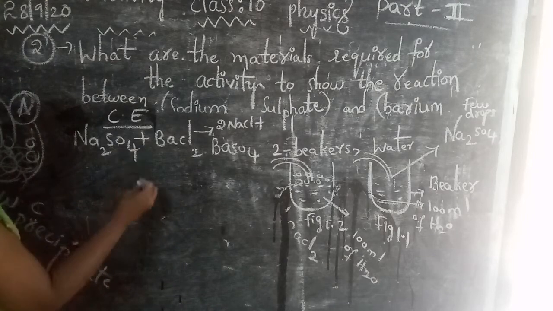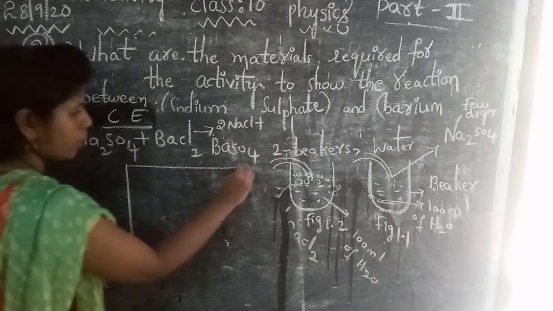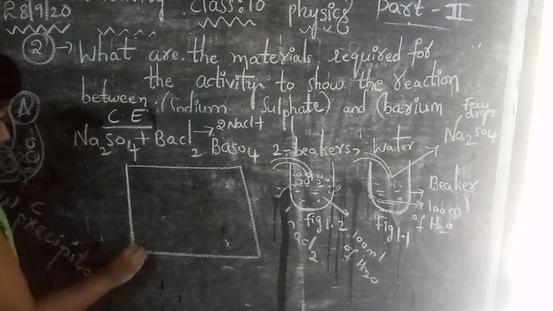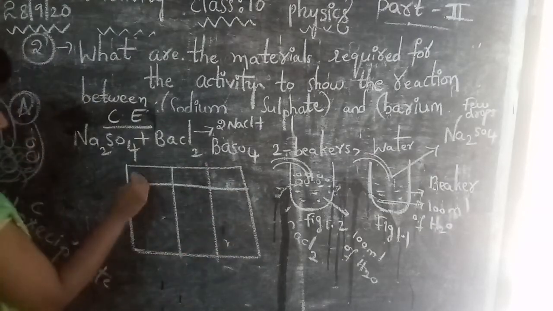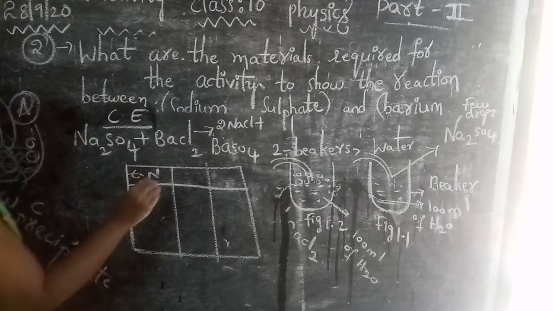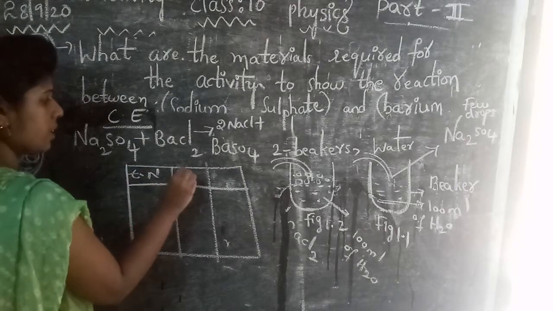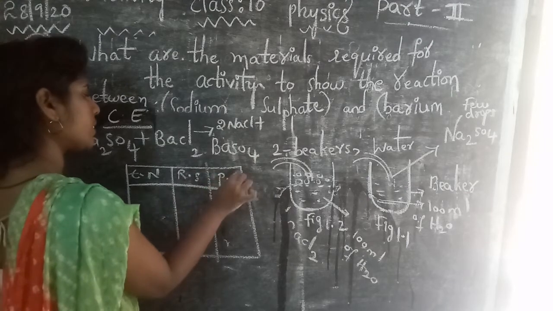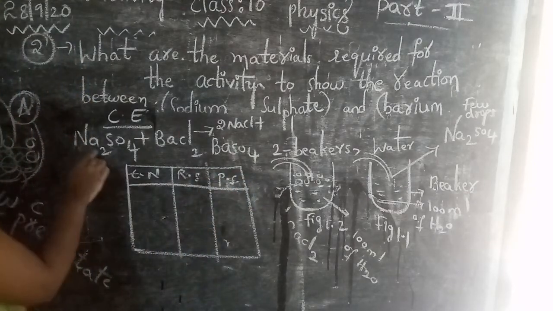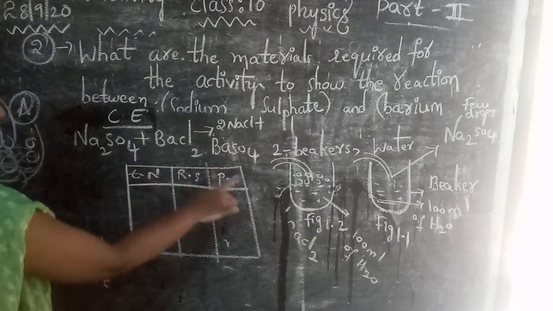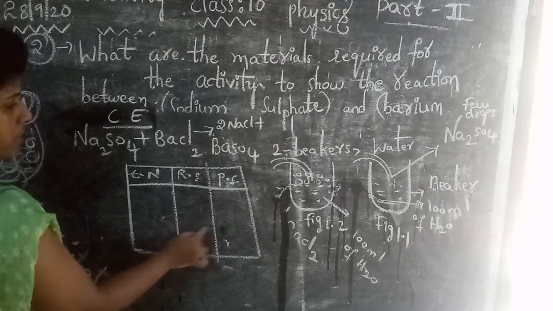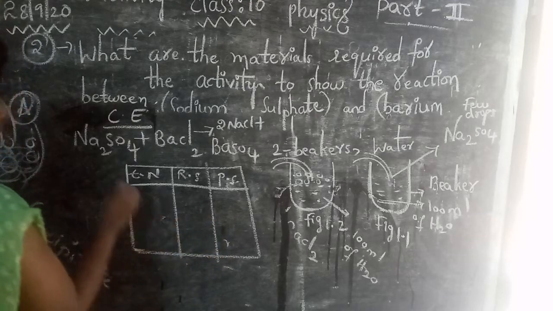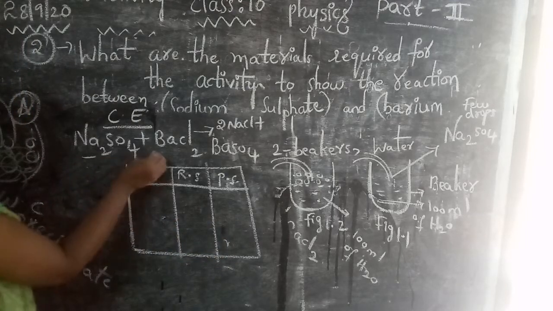For this chemical equation we have to write the tabular column also, to show whether it is a balanced chemical equation or unbalanced chemical equation. First one is element name, reactant side, product side. For each and every activity, if you are getting these equations, you must draw this tabular column and mention whether it is a balanced equation or unbalanced equation. First, the element names which are present near the reactants.